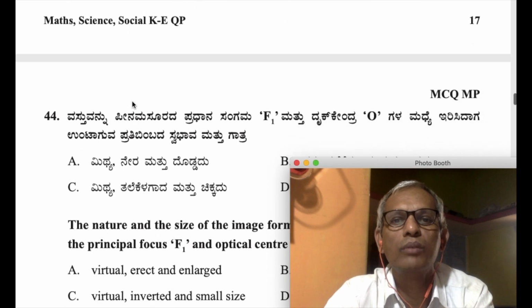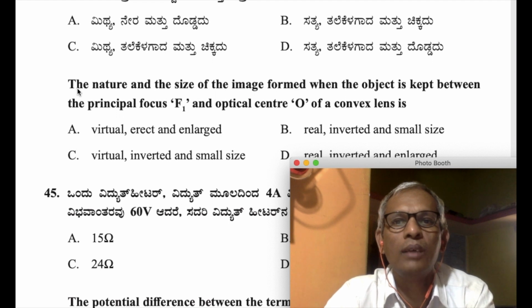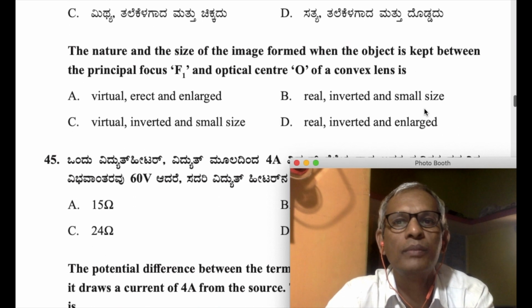So next question we will move on. Question 44. The nature and the size of image formed when the object is kept between the principal focus F1 and optical center O of a convex lens is. So what they are asking, the nature and the size of image formed.